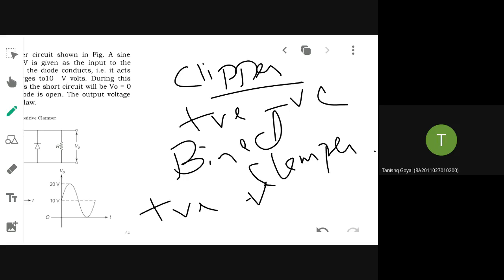With this, we'll wind up the class. Next class, we will discuss another device, that is BJT characteristics. Okay, all right, all can disperse.